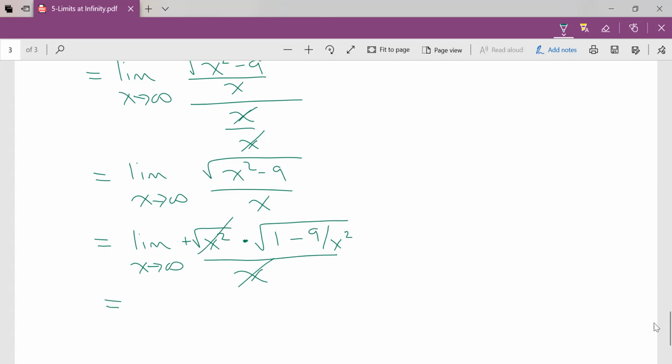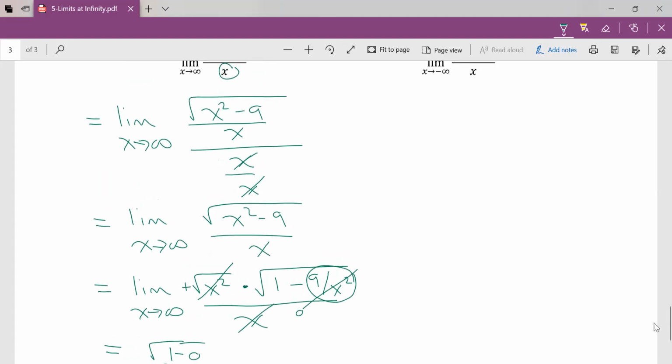Well, the limit as x approaches infinity of the square root of 1 minus 9 over x squared. Well, 9 over x squared as x goes to infinity is going to go to 0. So we've really got the square root of 1 minus 0. And guess what? That's just 1. Okay, let's try that again.